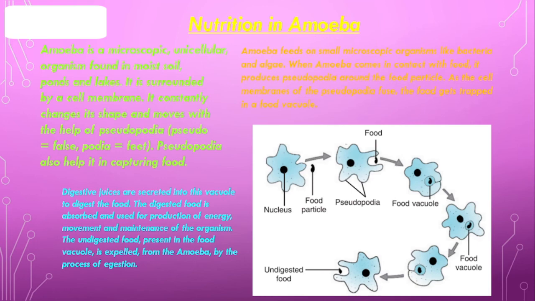When amoeba comes in contact with food, it produces pseudopodia around the food particles. As the cell membranes of the pseudopodia fuse, the food gets trapped in the food vacuole. Digestive juices are secreted into this vacuole to digest the food. The digested food is absorbed and used for production of energy, movement, and maintenance of the organism. The undigested food present in the food vacuole is expelled from the amoeba by the process of egestion.